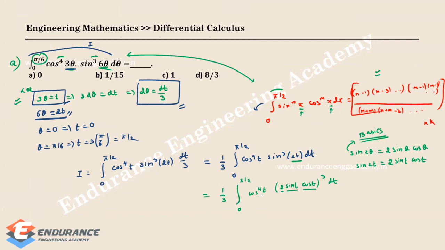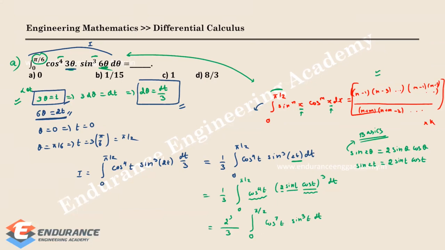Already there was cos power 4, and here I have cos power 3, so I will combine them. 2 power 3 I will take out. I'm just skipping one step, taking 2 power 3 out directly. This cos power 4t and this cos power 3t becomes cos power 7t, and sine power 3t into dt.